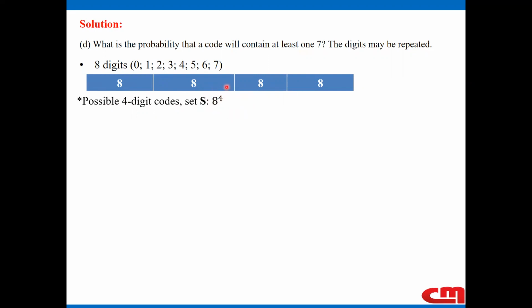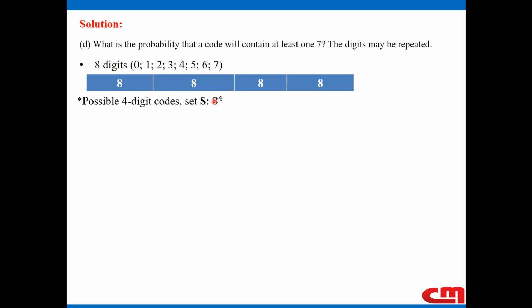So that means in this set 8 to the power of 4, we have codes without the 7 and with the 7. That is what it means, because it's possible we are going to have some codes without the 7 and some with 7 or more 7s, isn't it? So here everything is in.